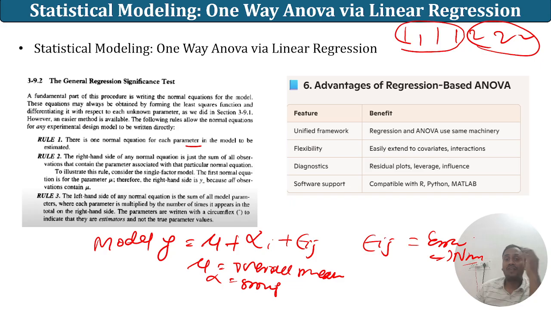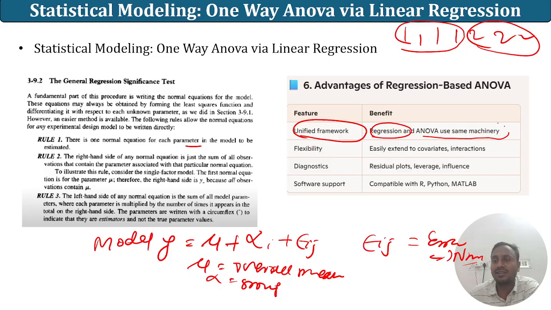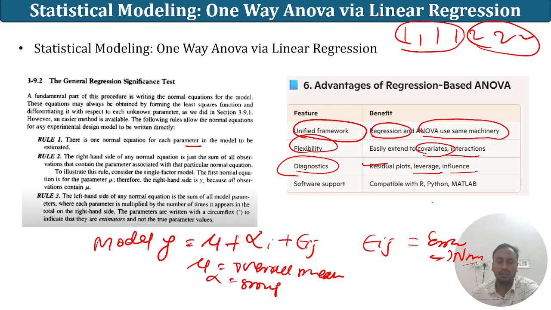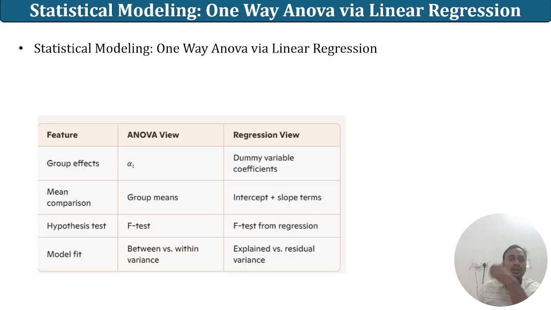So what is the advantage of regression? It is a unified framework, meaning regression and ANOVA work on the same machinery. Flexibility: we can easily extend to covariates and interactions. What about diagnostics? We can get residual plots, leverage, and influence. So the feature will be the group effect, alpha_i, and in regression it will be the dummy variable coefficient.